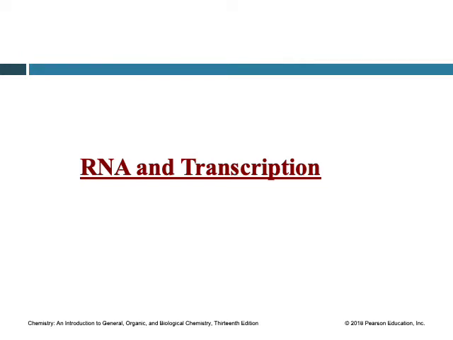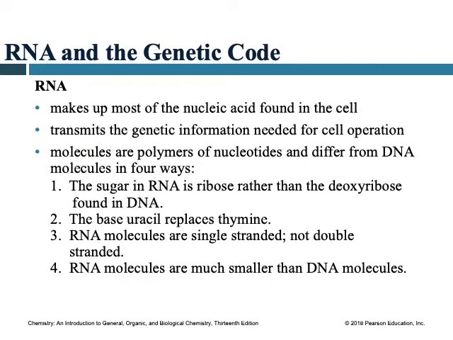Now let's talk about RNA and transcription. So till now we talked about DNA. What is DNA? What is the structure of DNA? What is DNA replication? Now we're going to focus our talk on RNA and what is transcription. So we already talked about RNA being ribonucleic acid, and it makes up most of the nucleic acid found in the cell, right? And it transmits the genetic information needed for cell operation.